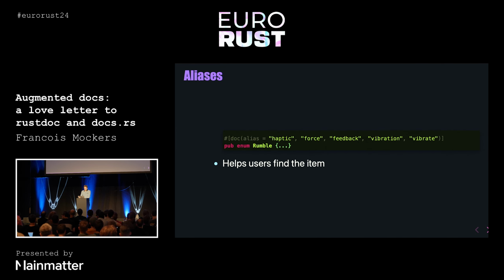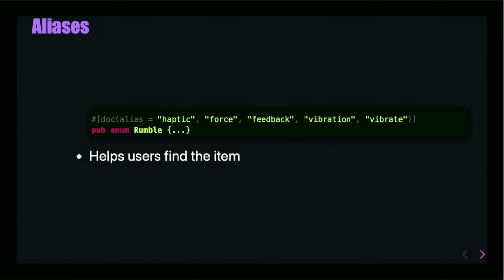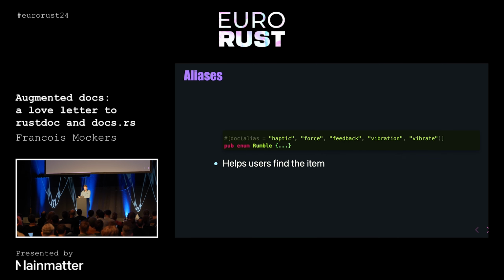You can also have aliases for your documentation item. This is helpful because, as I was saying earlier, you often need to rephrase your documentation to click with the right person. So with alias, people will be able to search using the alias terms and find the correct function.